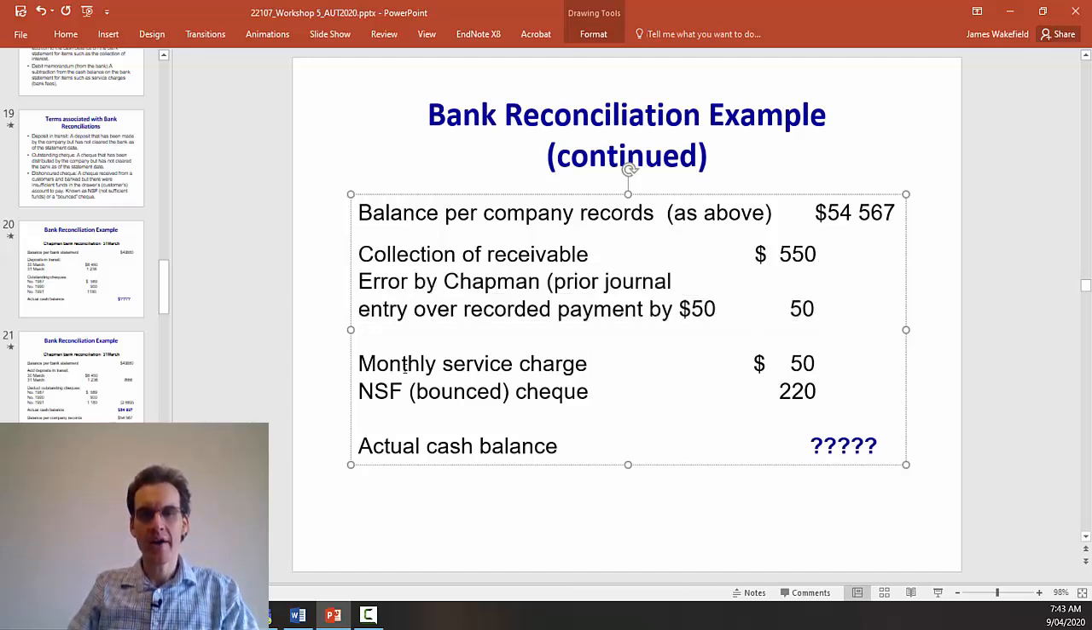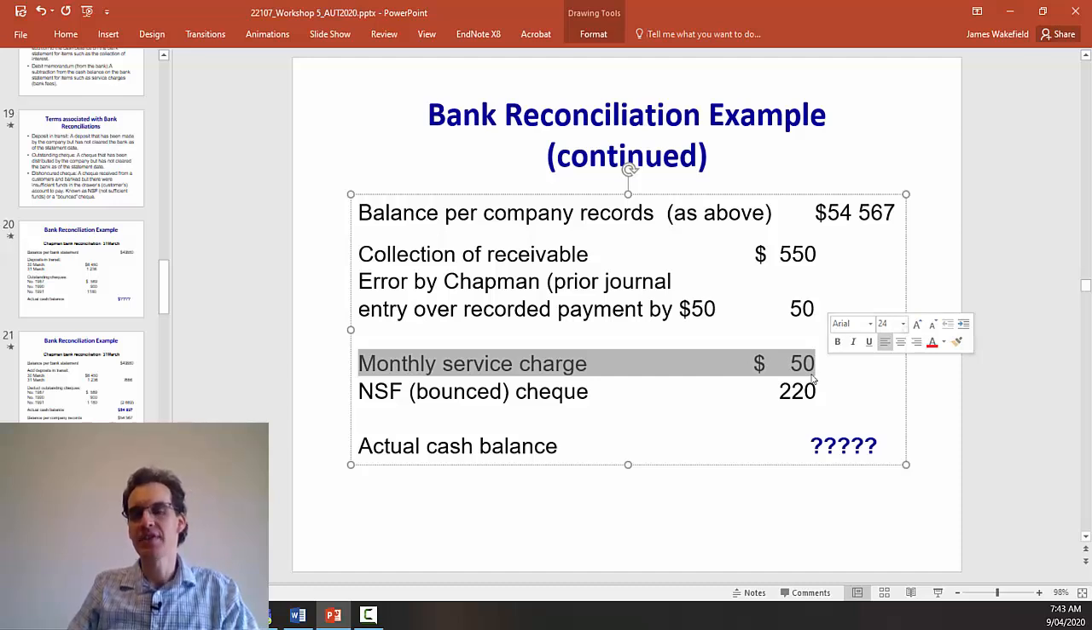We also find two areas in which we need to decrease our cash balance. The first area is where we have a monthly service charge. So that is the bank has taken out automatically $50 from our account to pay the service fee. So that of course reduces our cash balance, and we need to reflect that in our business's records.